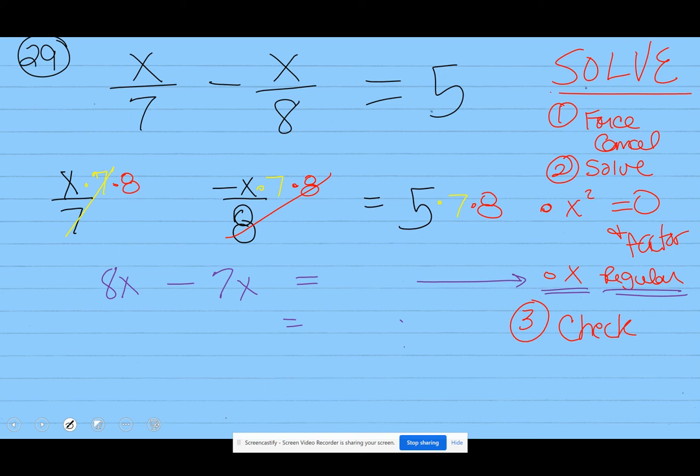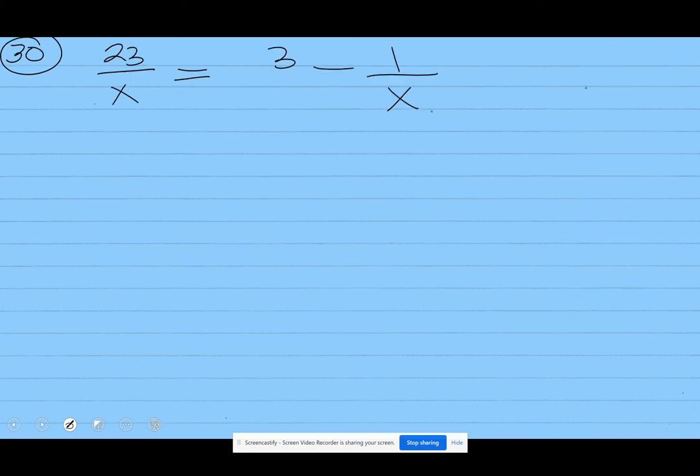And that 5 times 7, 9, 8 is 280. So 8x minus 7x is 1x equal to 80. And that's what the answer key says. Very nice. Now we move to number 30.